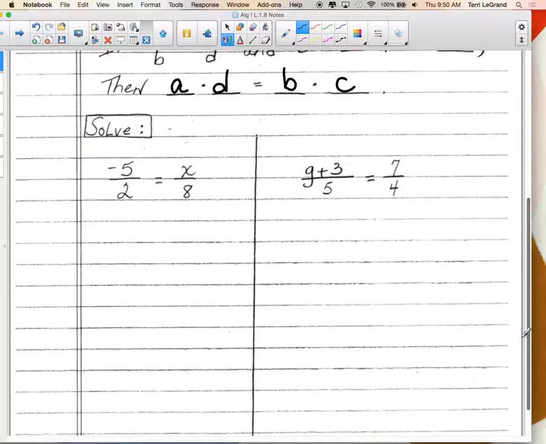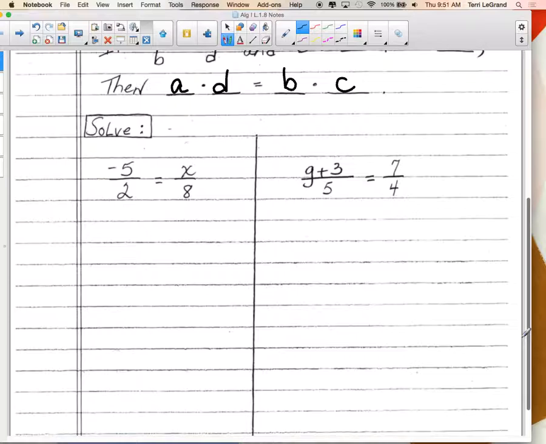So in other words, negative 5 halves, one of its new names is x over 8. But we've got to know what x is. So what would x be in this case? Negative 20, because negative 5 upstairs times that 4 would be negative 20. So negative 20 over 8 is the same as negative 5 over 2, right?